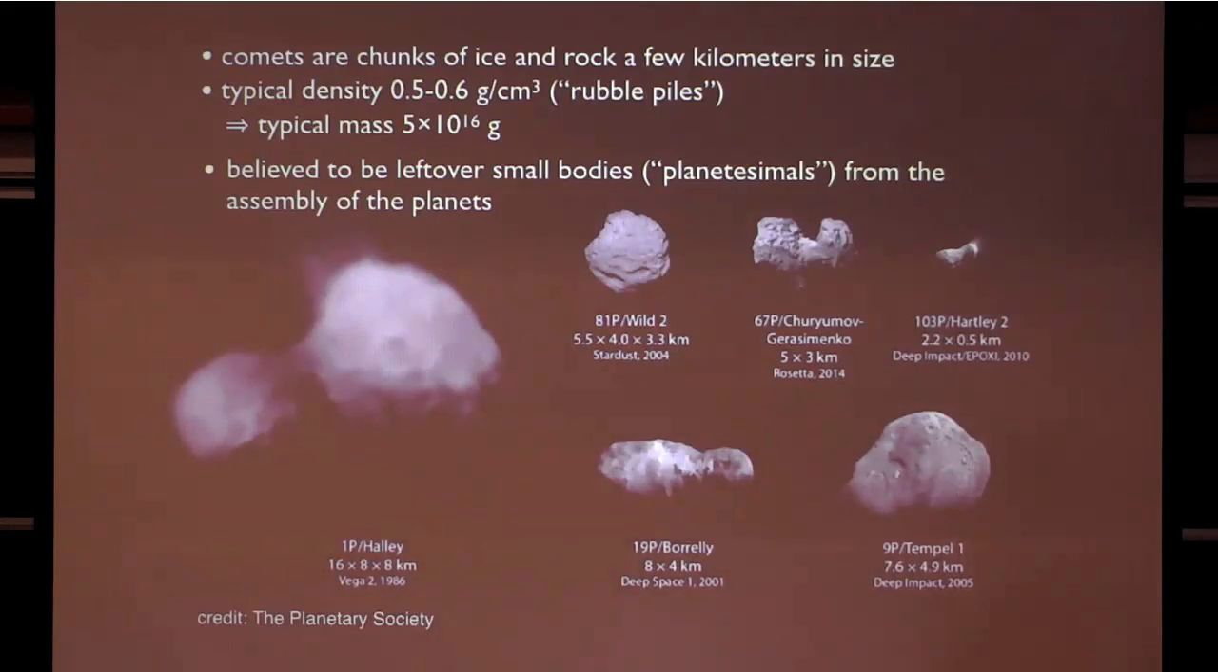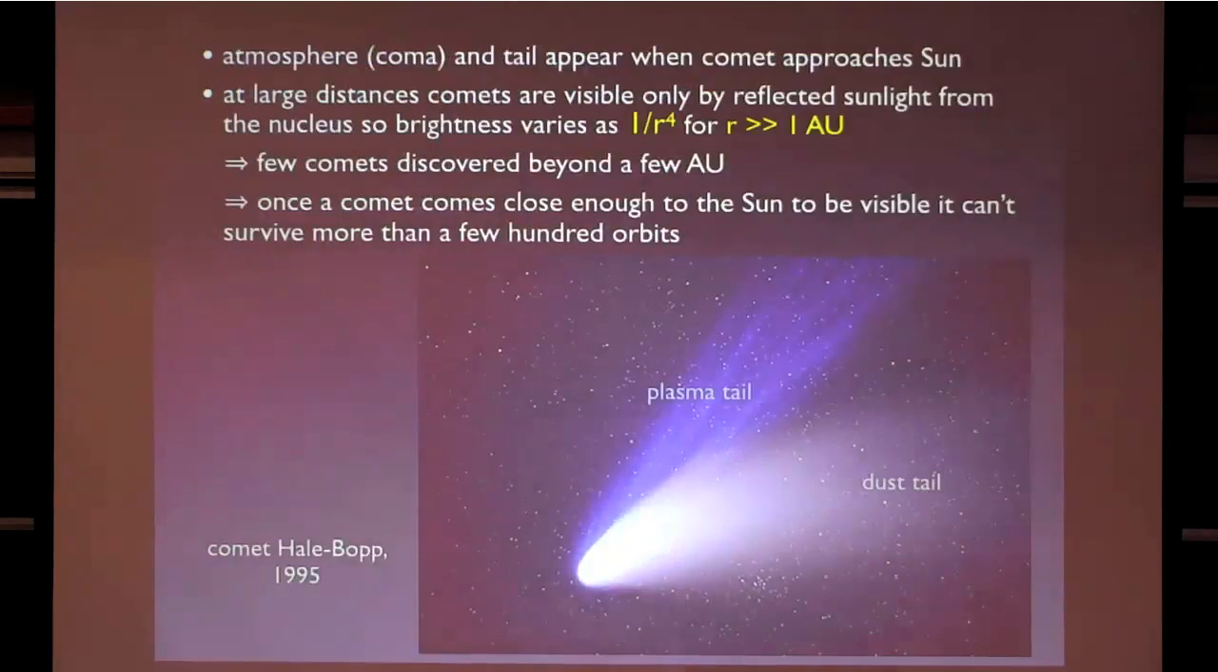And what we believe, and what I'll assume, is that comets are leftover small bodies or planetesimals from the assembly of the planets. The reason that comets are visible is because they're made of ice and volatile material. When they come close enough to the sun, they develop an atmosphere, a coma, and a tail, which can become quite bright. In actual fact, they have two tails, which are separated here, a plasma tail and a dust tail. For our purposes, the important fact is that these tails only develop when the comet is close to the sun.